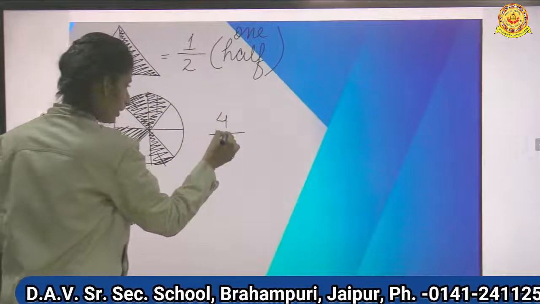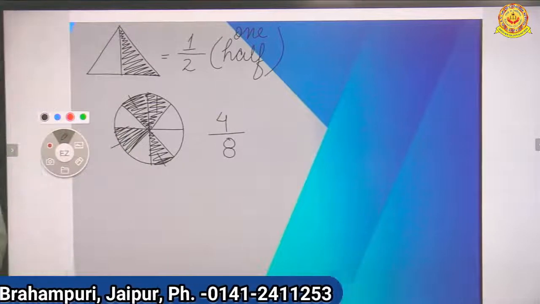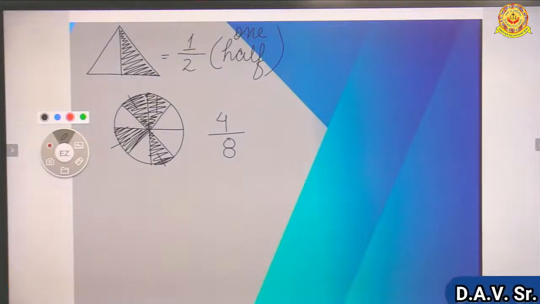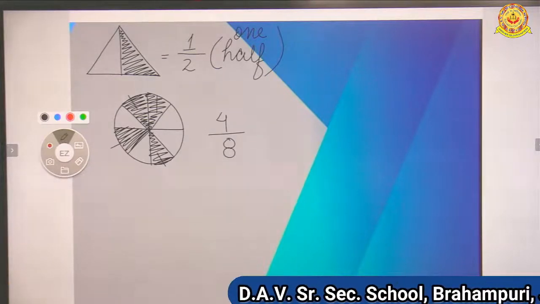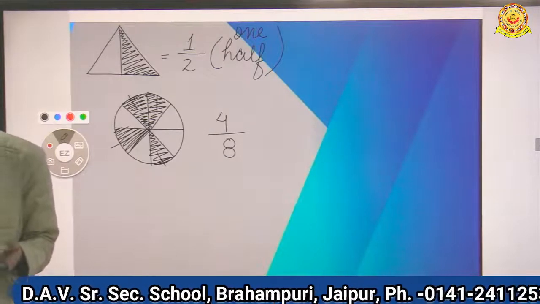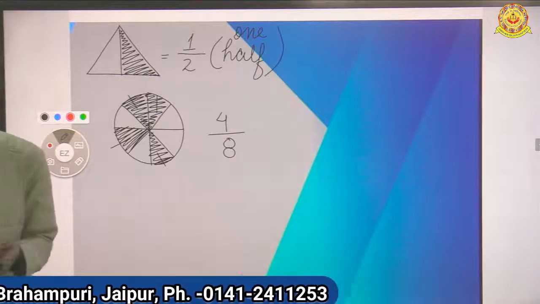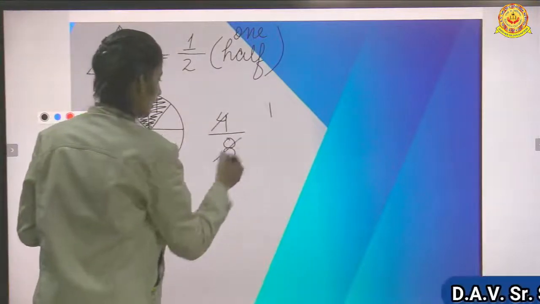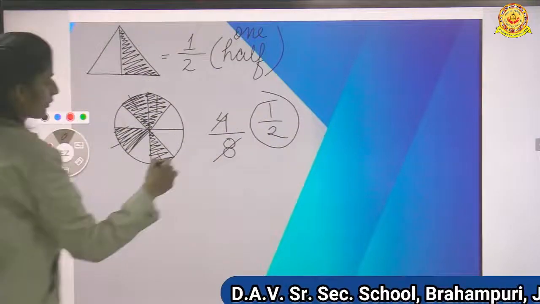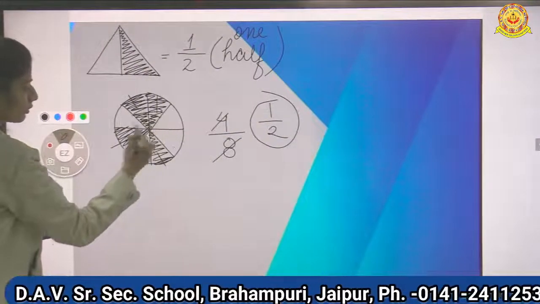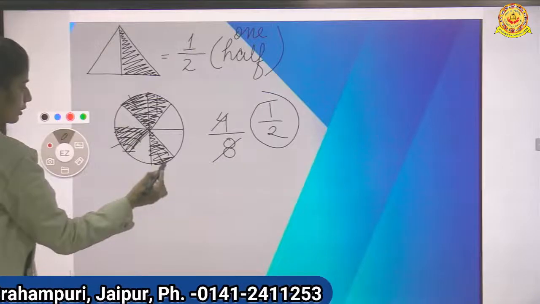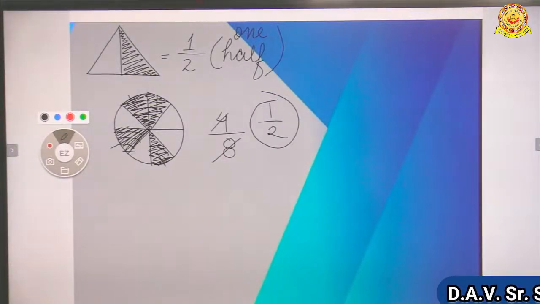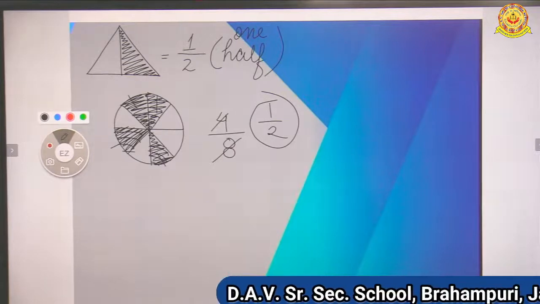Now check if both of these numbers have any common factor. 4 and 8 come in the table of 4. Both the numbers are divisible by 4. So 4 divided by 4 equals 1, and 8 divided by 4 will be 2. This means it is half. 1, 2, 3, 4. Clear, everyone? The concept of the fraction, how we convert it, is clear to all of you?